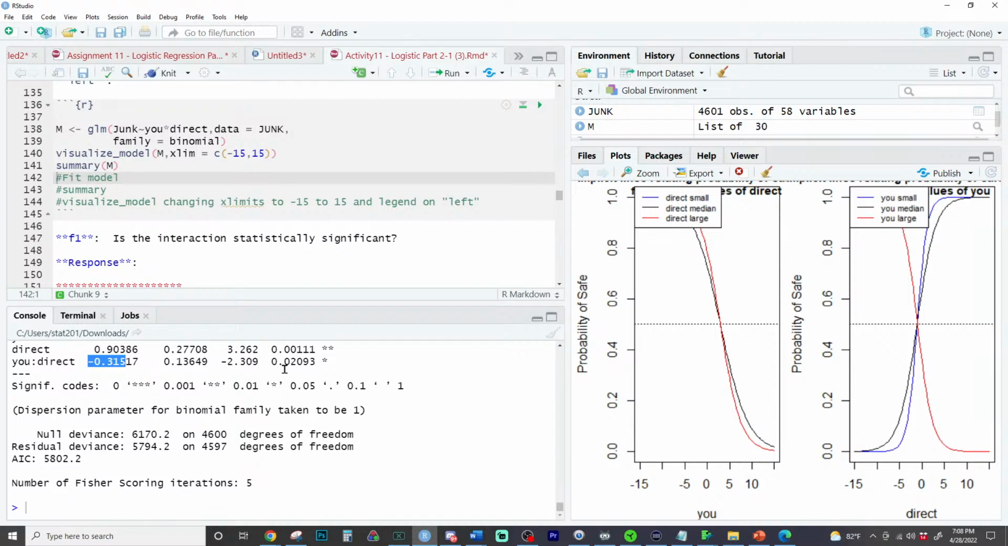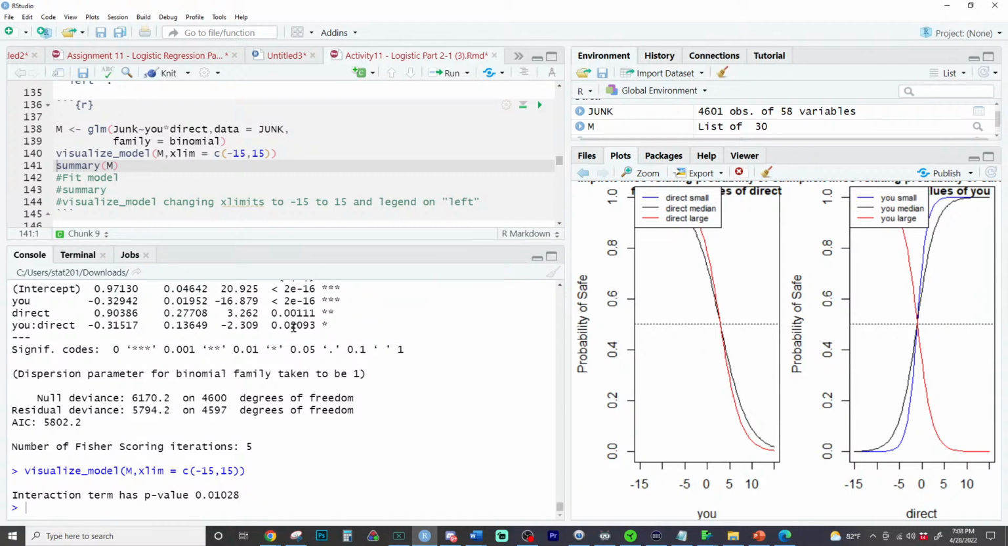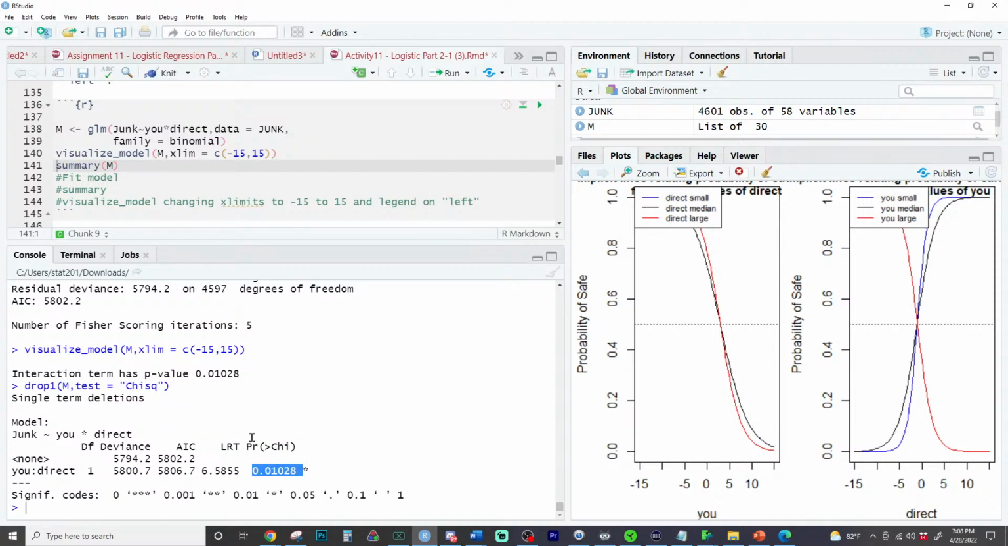Is the interaction statistically significant? What are people's thoughts on whether the interaction is statistically significant? Take a look here, or take a look here. I know it's a little different, but it is still the same conclusion. Yes, and this is doing the drop one right here. We don't need the drop one because it's just one level that we're dropping. It should be doing the top one with the chi-squared right there. And there's the p-value.